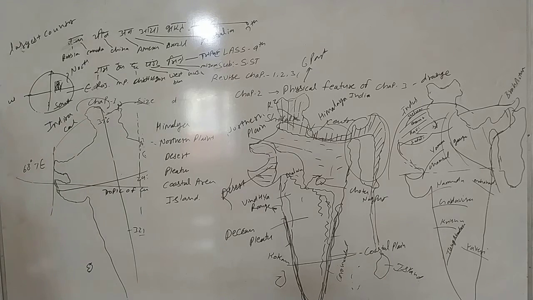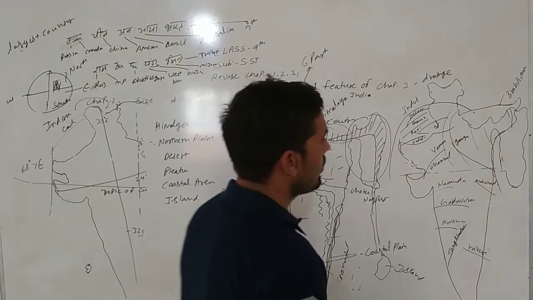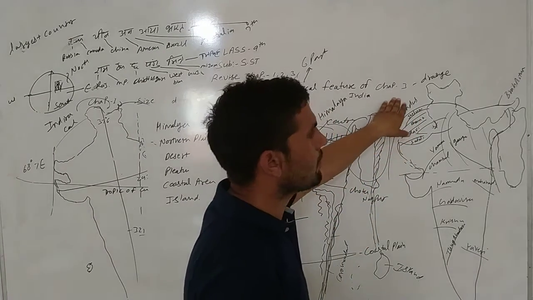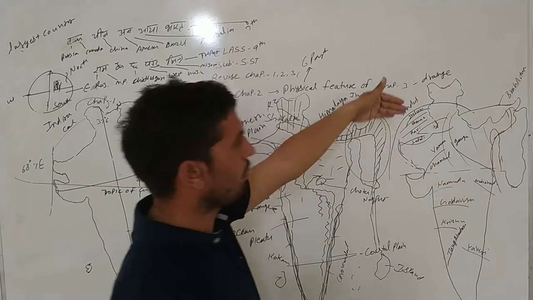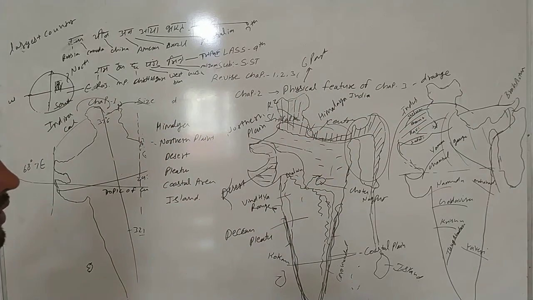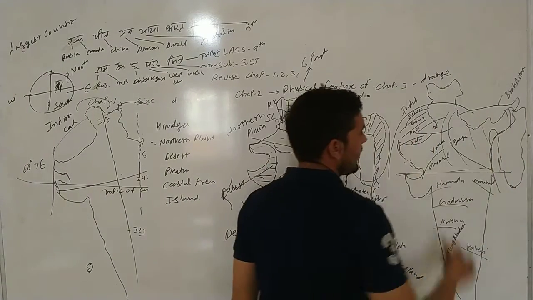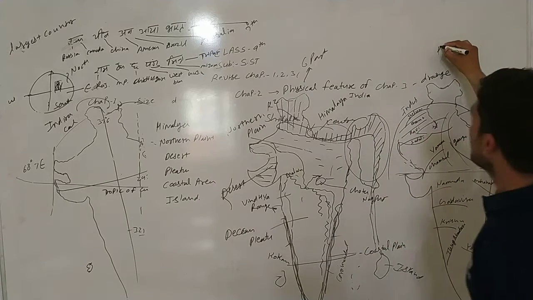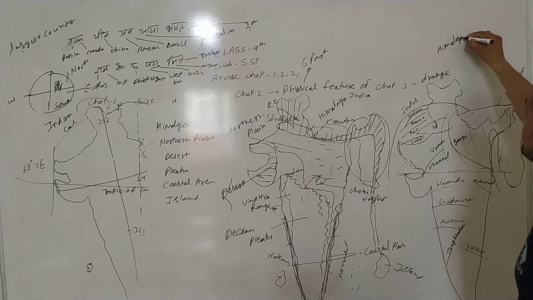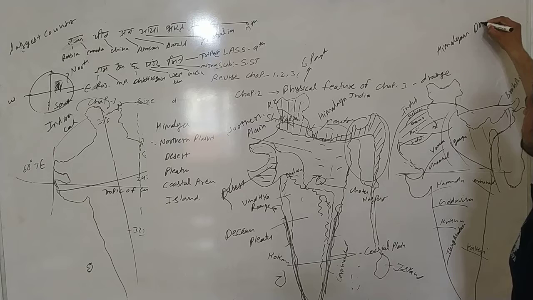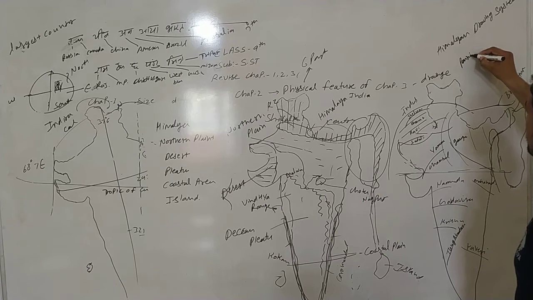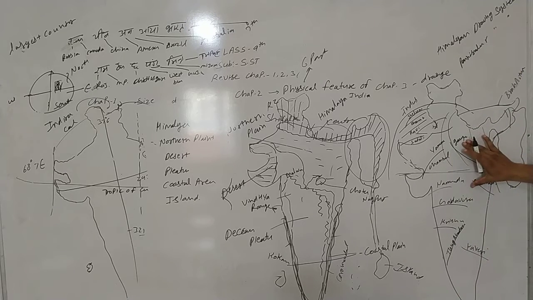Third one is drainage system. The first chapter number three is drainage system, which is shown as the drainage system in India, divided into the northern Himalayan region, the Himalayan drainage system, and the peninsular drainage system. Both are divided into two parts.